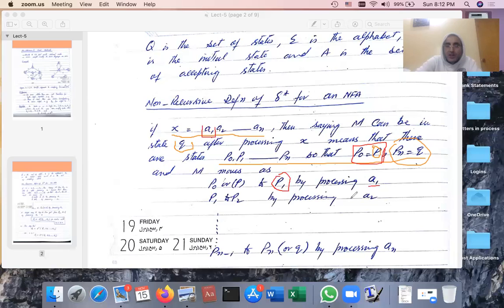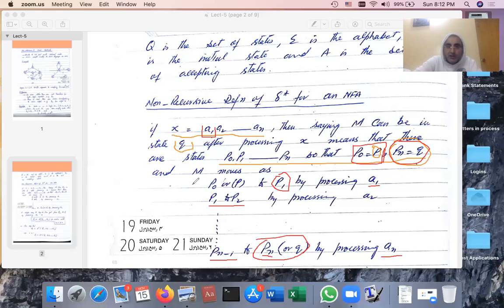And after processing a2, we will reach from p1 to p2 and so on. After processing an, we will reach pn, from pn minus 1. And we also call that pn a state which is q, from the supposition here. We are basically giving labels to each and every state after processing the string x.